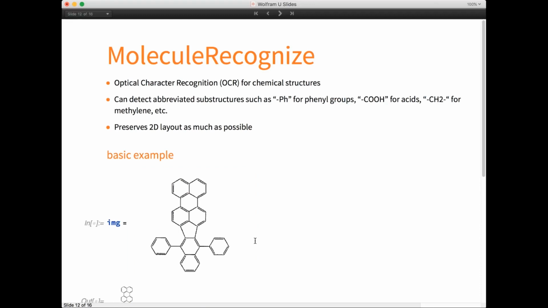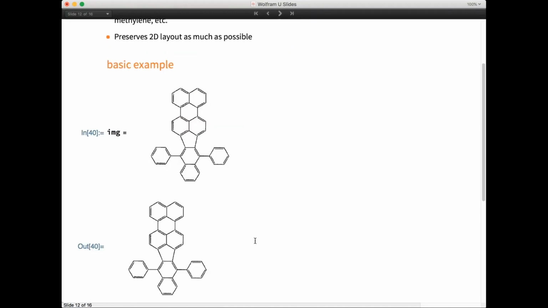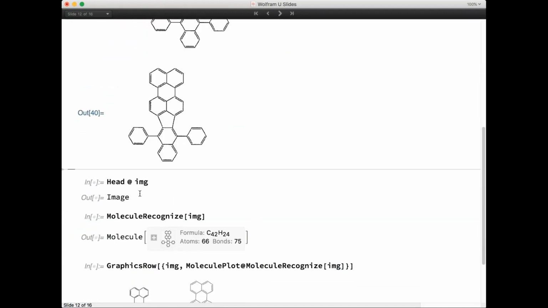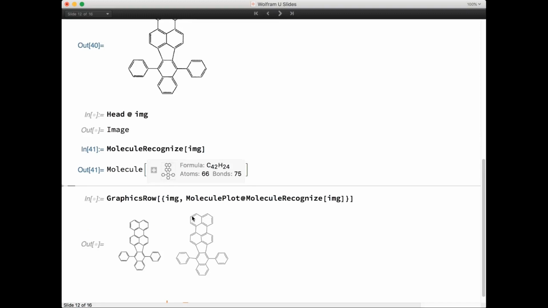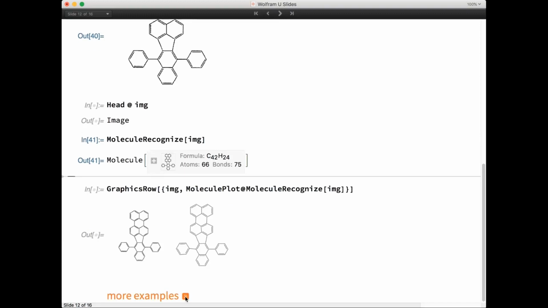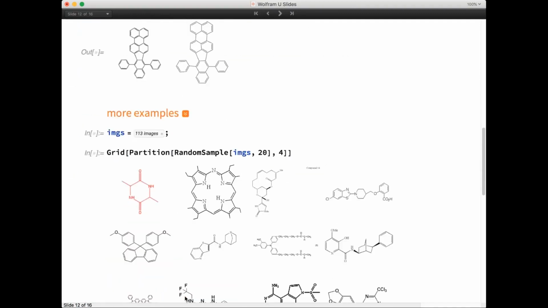When I wanted to test this function, I just went and got a bunch of images from PDF files, and I say that's my image, and then it's literally Import, then I can do MoleculeRecognize on it. That takes a second the first time you run it. It's got some burn-in, but it'll basically look at that and try to infer the actual chemical meaning of it. And there are more examples in here.